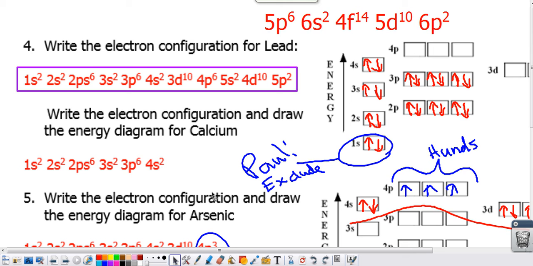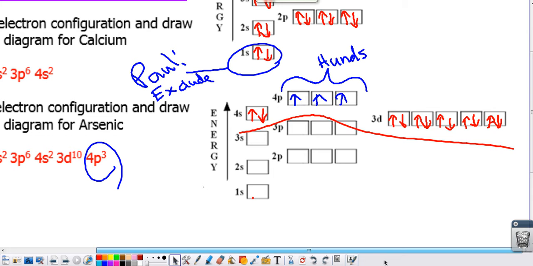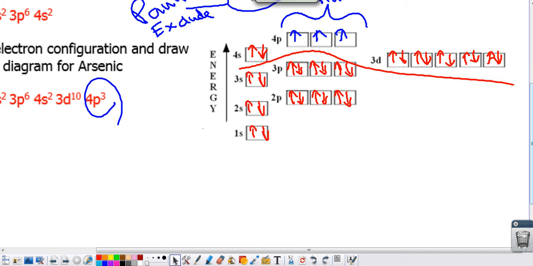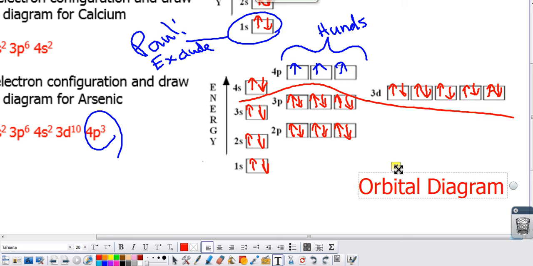And then lastly, the configuration for arsenic. Arsenic ends with 4p3. So, a couple of interesting points here. Let's pause for a second while I make a bunch of arrows appear and disappear. So this big drawing here is called an orbital diagram. There's a couple of key things going on here. Feel free to write all over your orbital diagram for the next couple points.